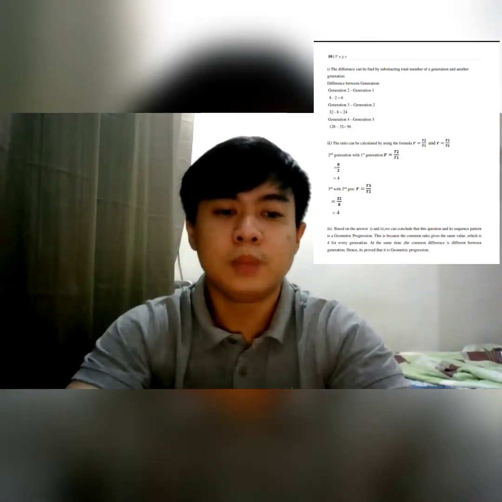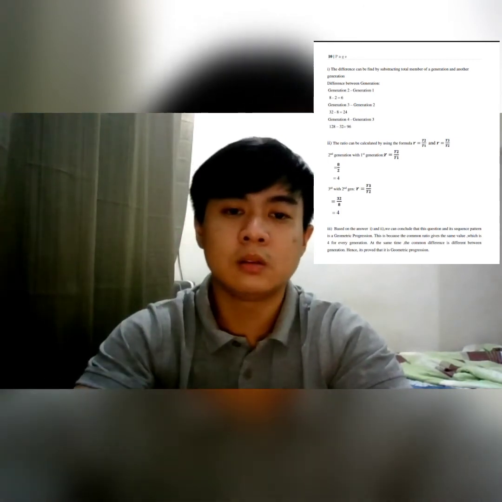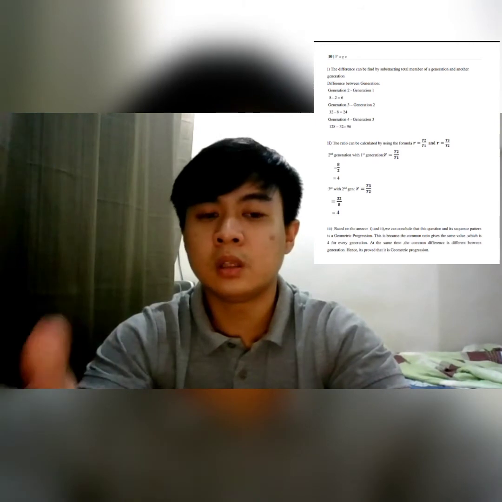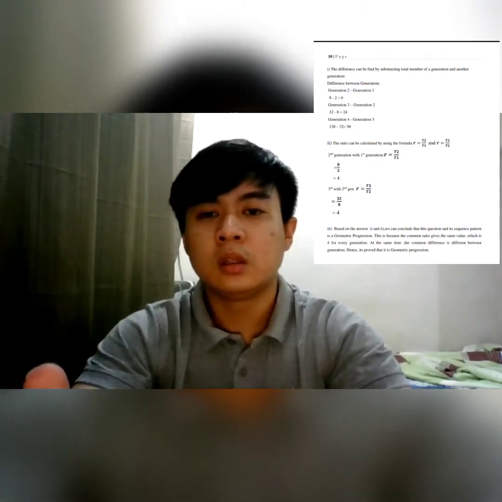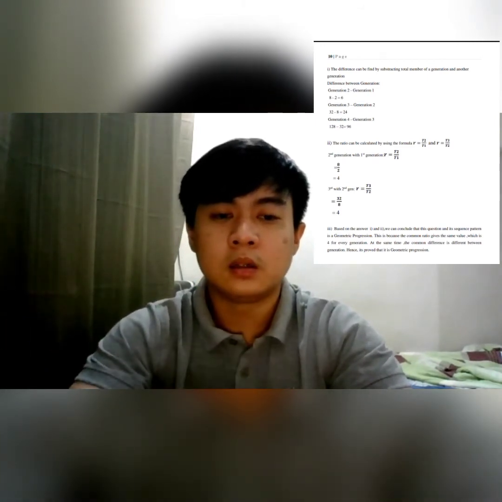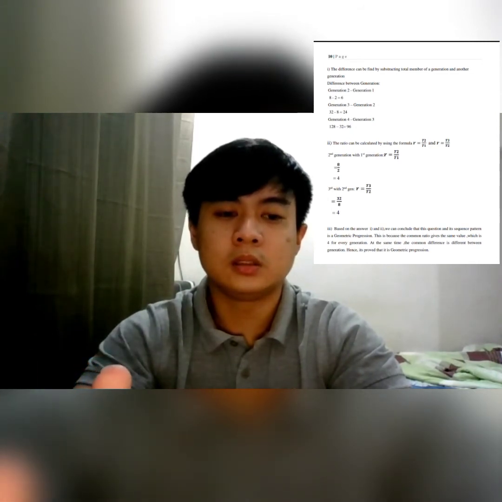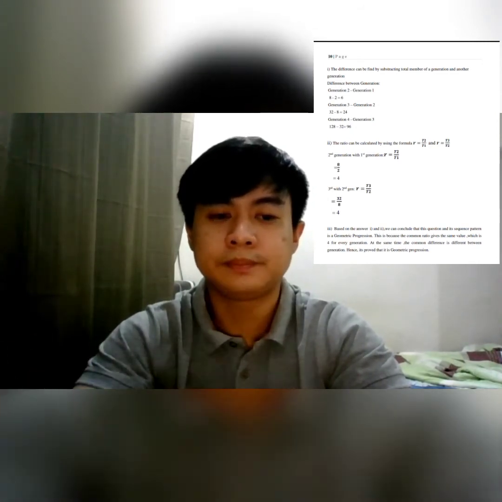For question B2, the ratio can be found by using the formula R equals T2 over T1, which is 8 over 2, which equals 4. The same thing can be done for the third generation and the second generation.